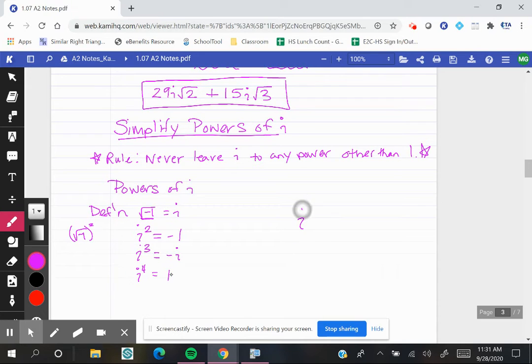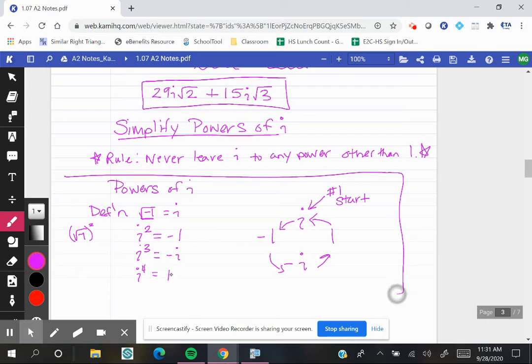A little trick you can use is, I call this the i circle. So you do i, -1, -i, 1, and the way I draw it, it goes counterclockwise. And you're always going to start at the top here. So the thing with these i's is that it's cyclical after 4. So then if you have i to the 5th, you're back to i. i to the 6th is -1. i to the 7th is -i, i to the 8th is 1. So you're really looking at what's your remainder if you divide your exponent by 4.